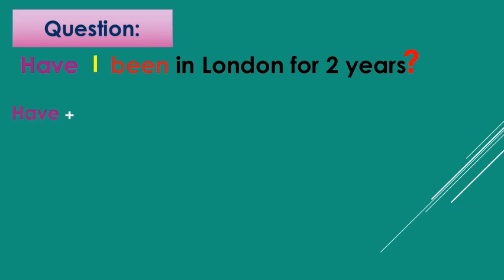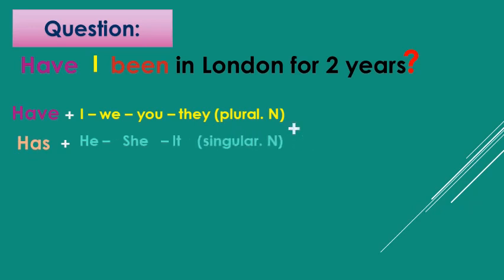So the form is have plus I, we, you, they or any plural noun. إذن الهاف مع ضمائر الجمع أو أي اسم جمع. Has plus he, she, it or any singular noun. إذن ضمائر المفرد أو أي اسم مفرد plus the past participle form, التصريف الثالث, and then we add the question mark. So here we had at the beginning the auxiliary verb, فعل المساعد, then subject, then the main verb and the question mark. So here we have an example.